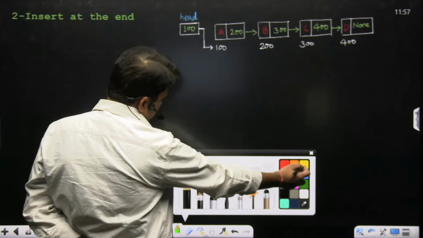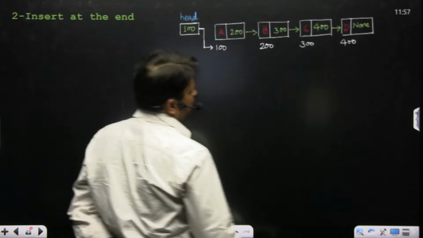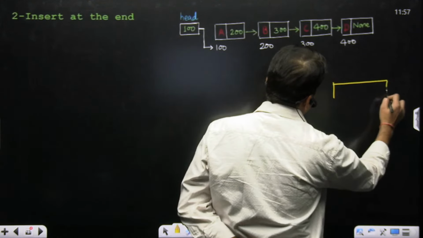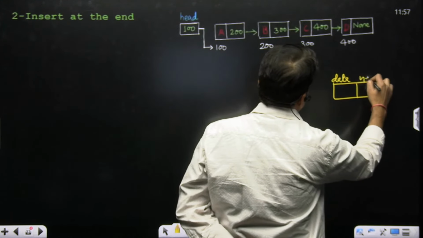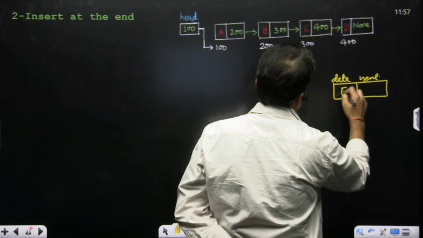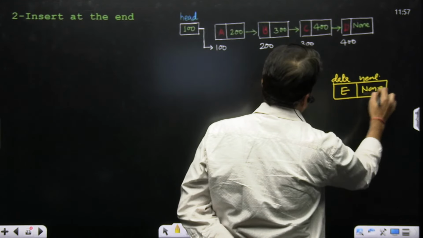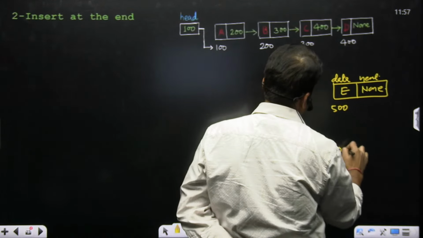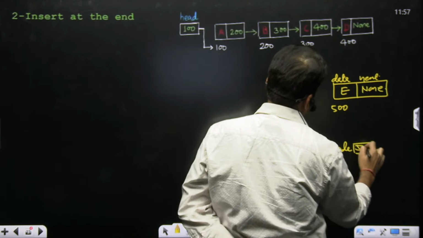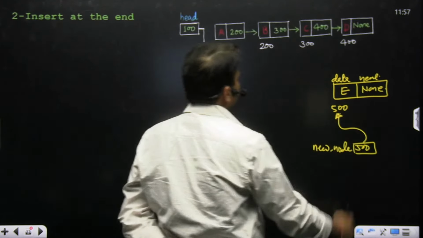So first of all, allocate memory for a node. Sir, just this is a node, student, and initialize the data part. So the data part is E, and the next part is None. Let the address of this be 500, and the new node is pointing to this one.